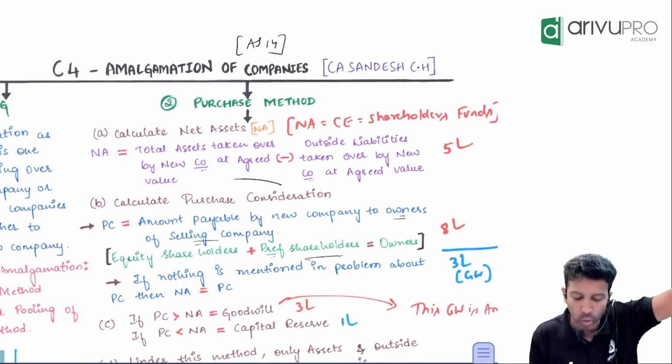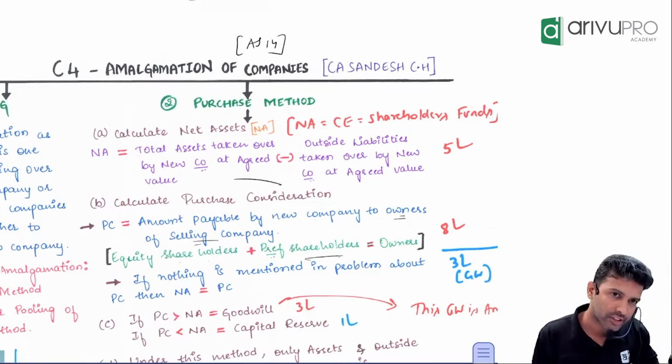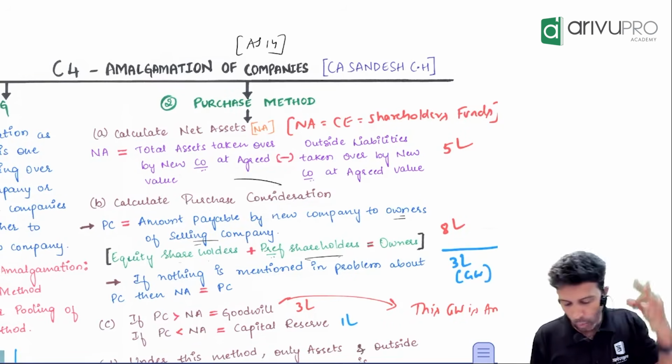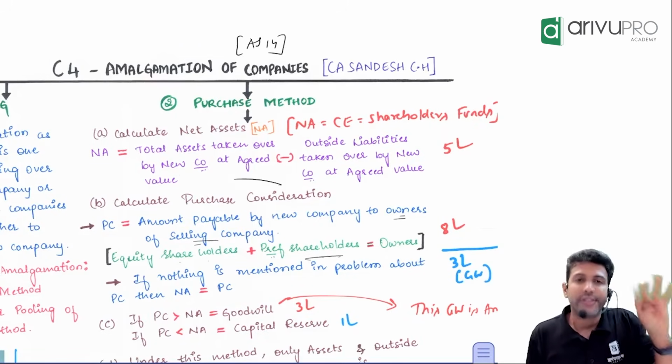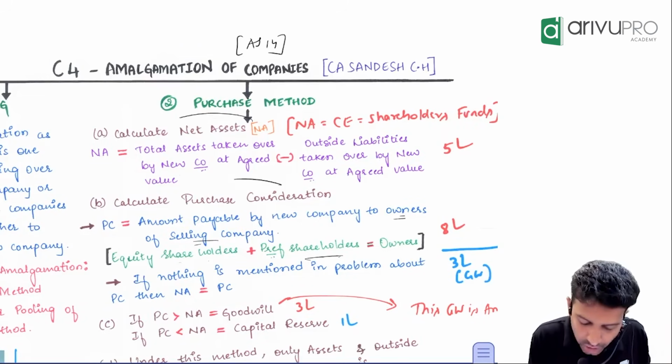Whatever you give to the owners will come under the ambit or bracket of PEC. Is that part very clear for everybody? Okay, this is done. Second one, you calculate something called net assets. You have to calculate something called net assets.